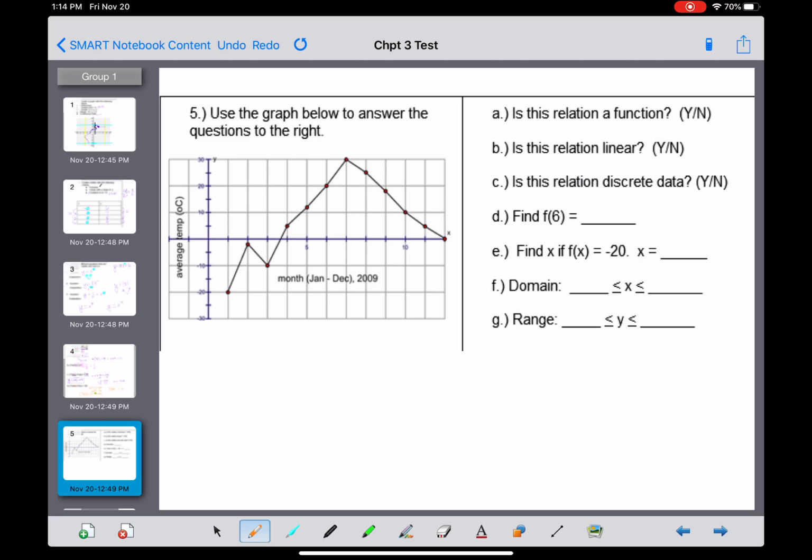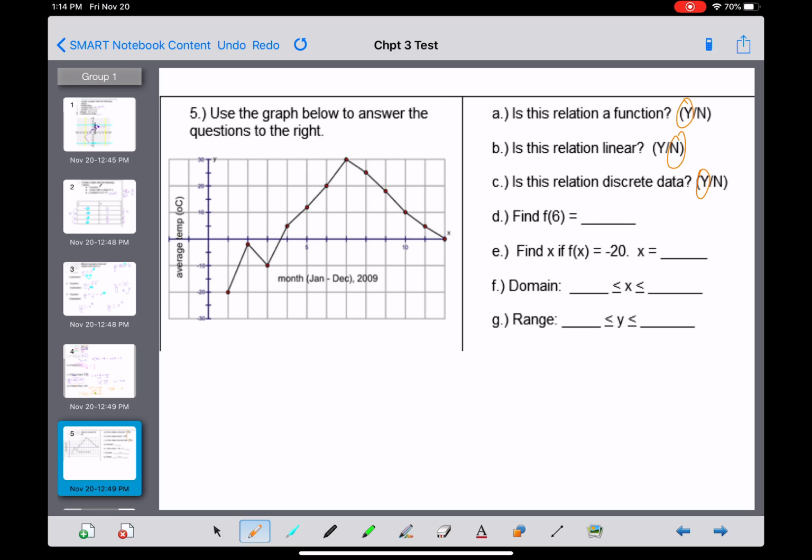Question number 5 was reading the graph. So is this relation a function? Yes, because it passes our vertical line test everywhere we draw one. Is it linear? No, because there are different rates of change, different slopes. Is this relation discrete? No, because discrete data is just individual coordinates, not the connectiveness of the line.